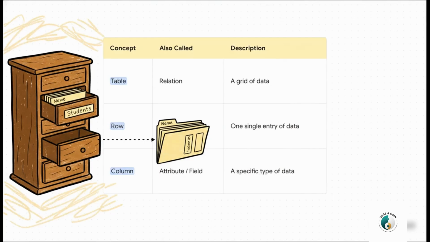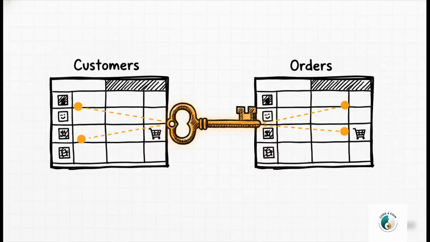Now, to really get this, you just need three simple terms: tables, rows, and columns. Sticking with our analogy, a table is like a whole drawer. Let's say the one for students. A row is just one single file folder inside that drawer for one specific student. And a column? That's just a piece of info on the folder's label, like name or student ID. Easy, right? But here, this is where the relational part gets so incredibly powerful.